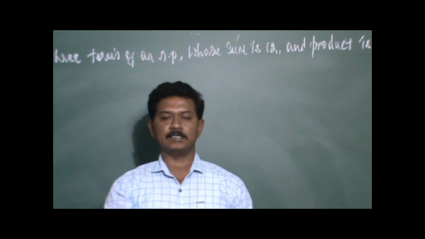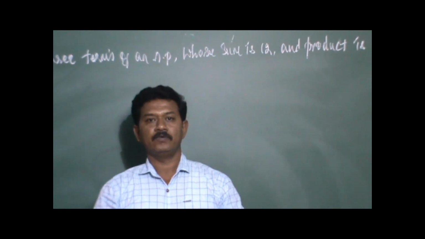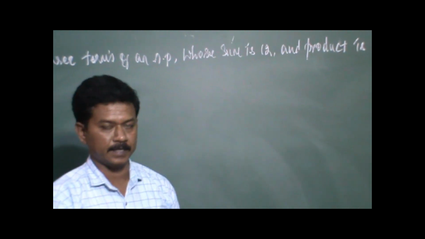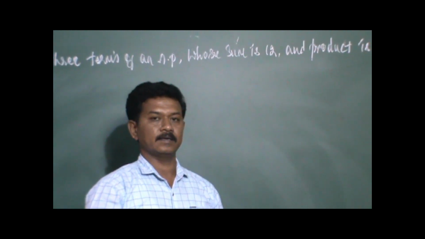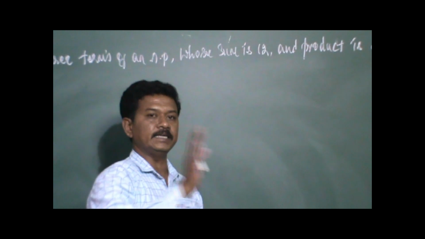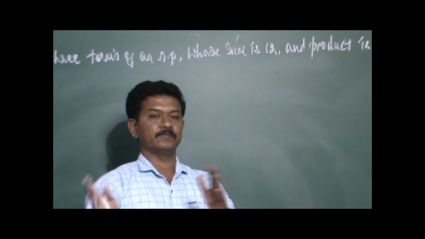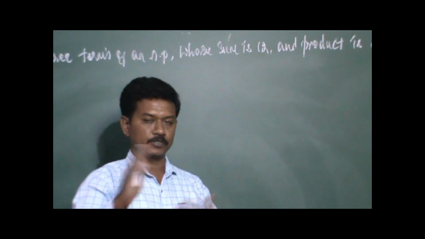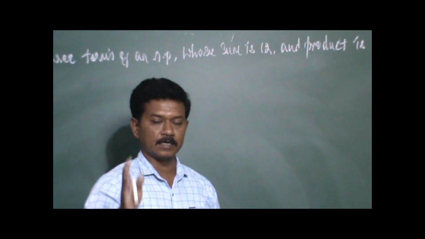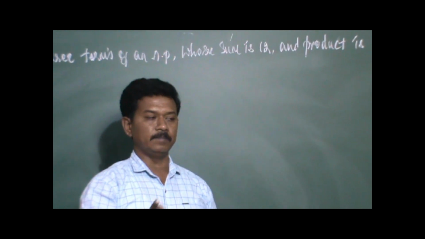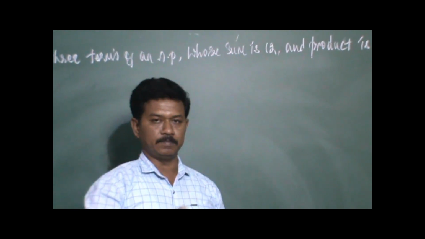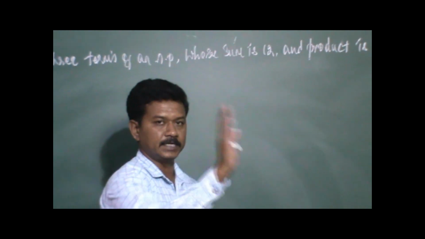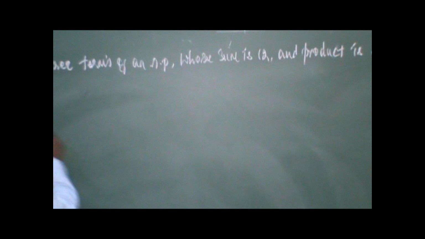So if we guess these terms in this order, we will get the solution for this question. So let the three terms be... When any AP problem asks to find three terms, given the sum of the three terms and the product of those three terms, the pattern of guessing the three terms will be: let the three terms be a minus d, a and a plus d. This is the procedure. So let us go with that.